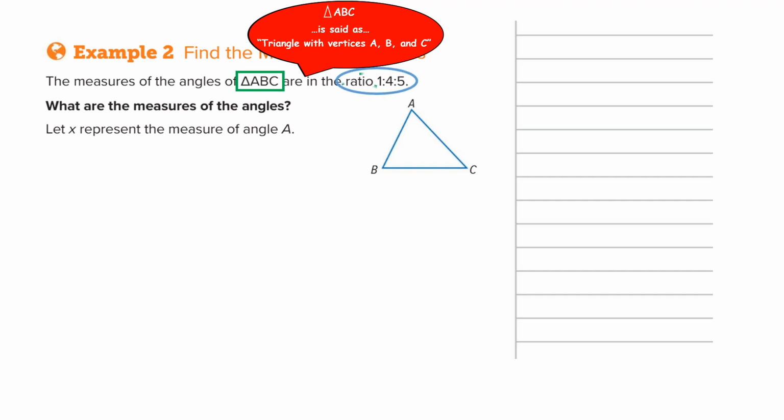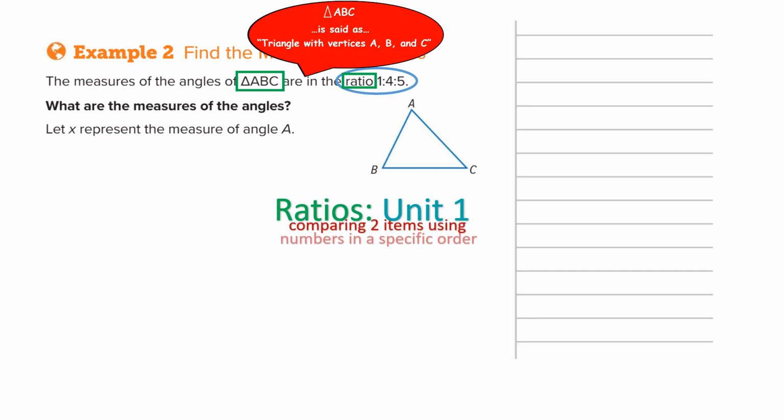Well, ratio, that's a term that we haven't had for a while. So let's review what that means. All the way back in the first month of school, we did ratios in Unit 1. And we learned that a ratio is just simply comparing two things in a very specific order with their numbers. And one of the early examples we had in our book was that there were 2 girls for every 3 boys, and we had to write those out in ratio form.